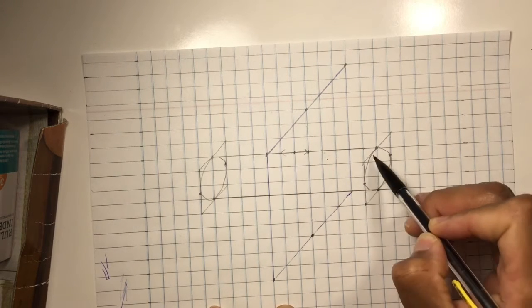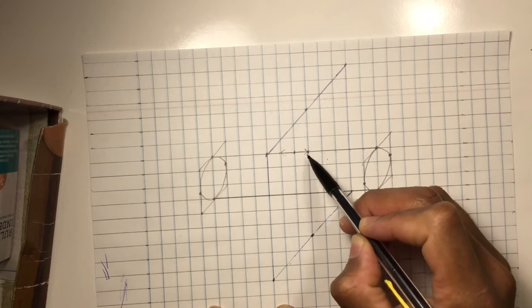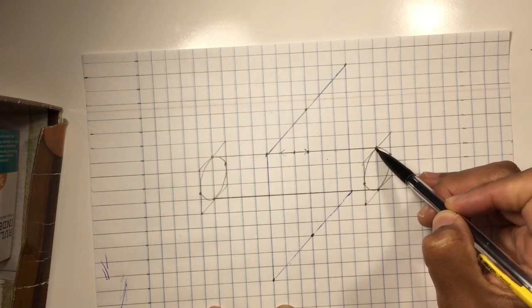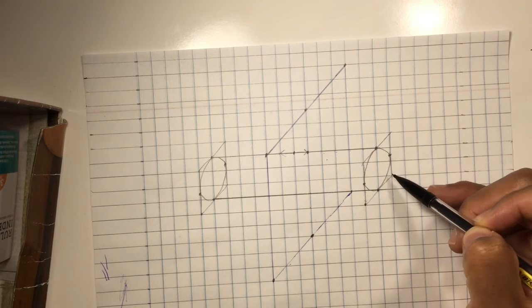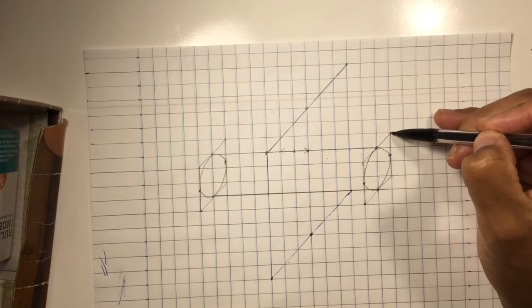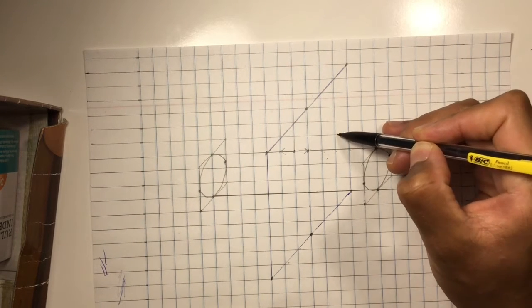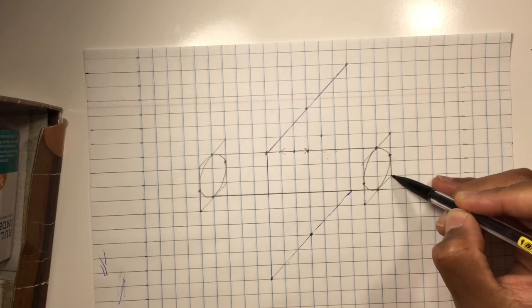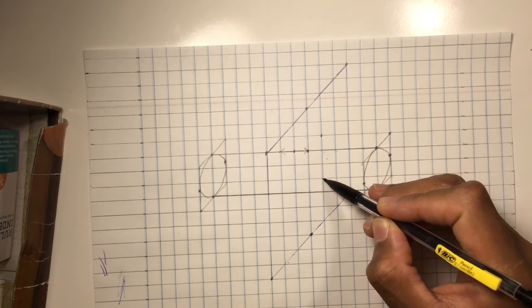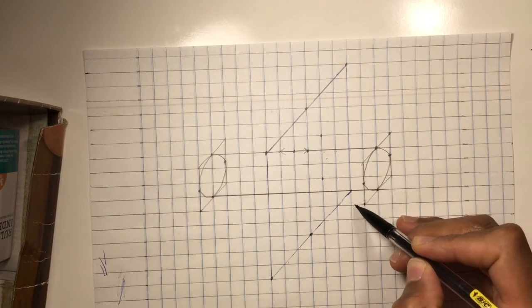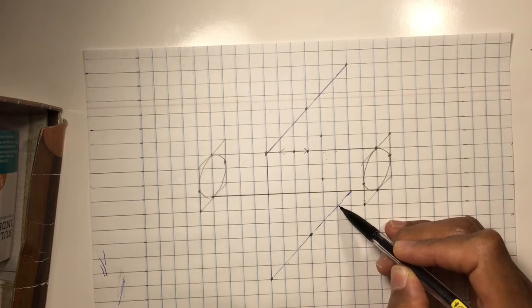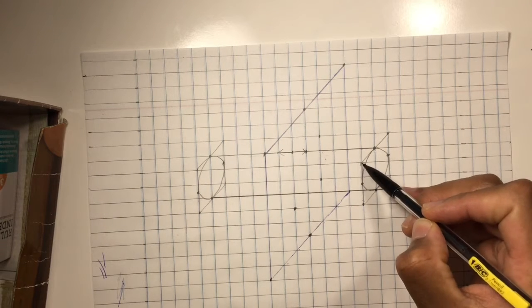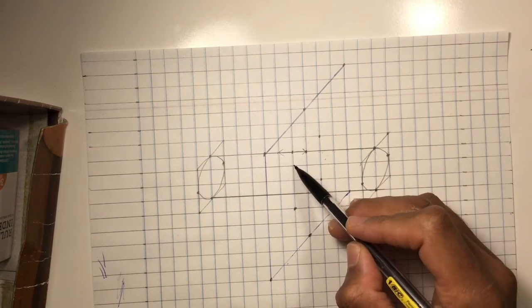All right, so how many boxes did we move? 1, 2, 3, 4, 5. That's how far this plane is from the original YZ plane of the rod. So we're going to project every point 5 boxes over. Let's just get the corners first. 1, 2, 3, 4, 5. This corner, 1, 2, 3, 4, 5. And then this corner, 1, 2, 3, 4, 5.